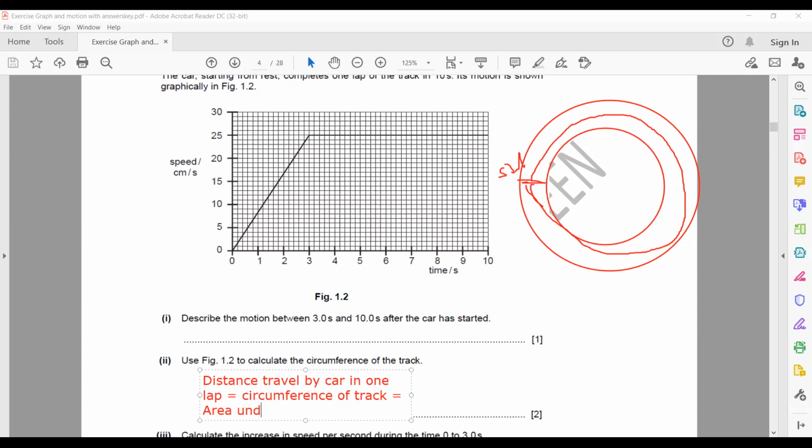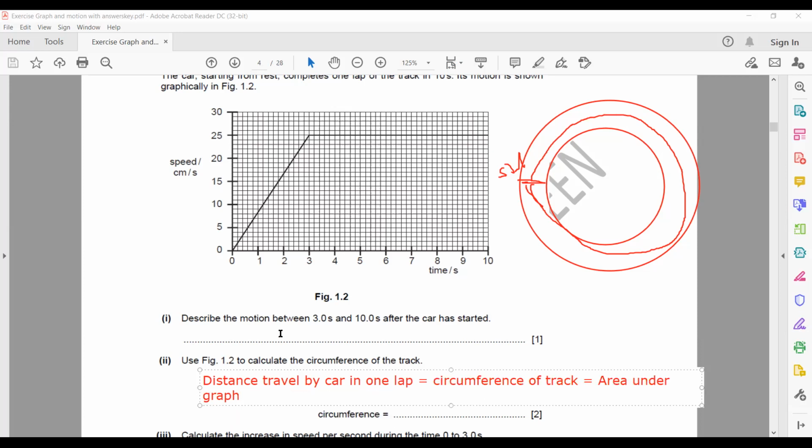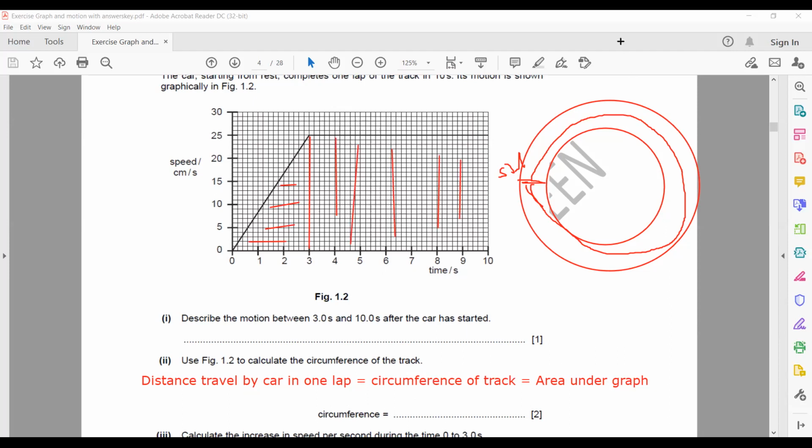That is equal to the area under the graph. So what you have to do is calculate the area under the graph. You can divide this into two parts: you can have a triangle and you can have a rectangle. This is one way. Or you can take this completely as a trapezium in which you have two parallel sides. This is one, the first parallel side. This is the second side.